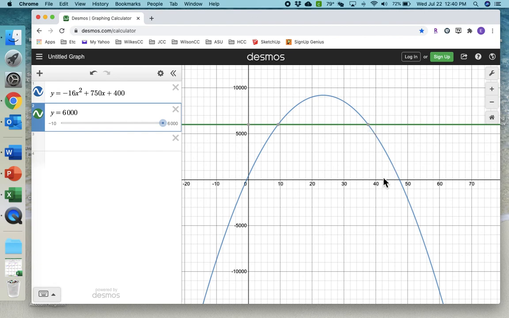We can also find that x-intercept down here just by clicking, 47.4 seconds. Okay, so again, Desmos is a very useful tool. You are more than welcome to use it rather than doing things by hand. In fact, I encourage it. It's a free tool that you can use at any point you like.